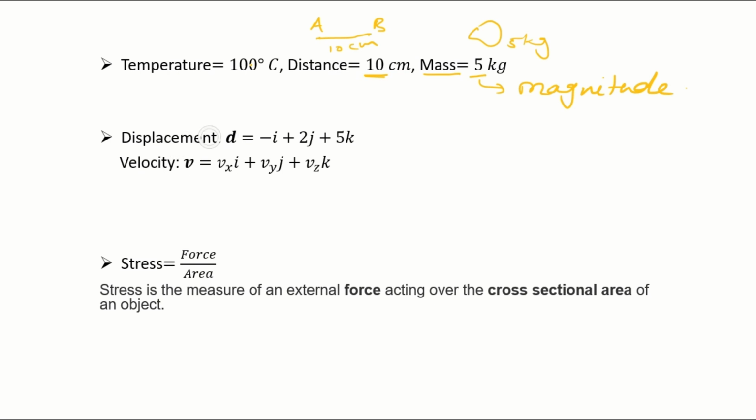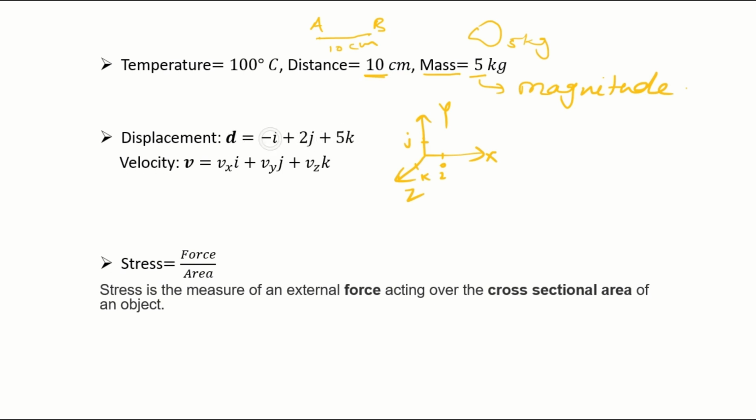And next, I considered displacement and velocity. So I am writing displacement by letter D. So D equals minus i plus 2j plus 5k. So what are i, j, k? i, j, k are unit vectors or basis vectors along the x-axis, y-axis and z-axis. Suppose you have this three-dimensional space. So along the x-axis I am taking the unit vector or basis vector as i, j and k. So displacement is minus i plus 2j plus 5k.